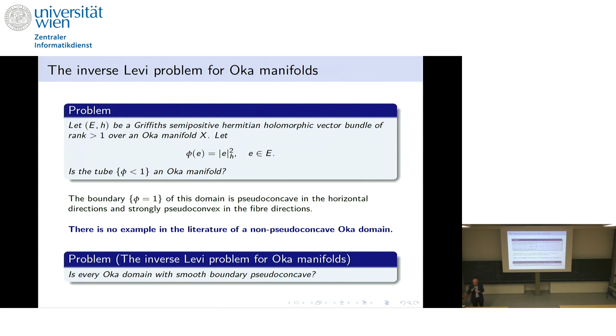It's easy to see that a strongly pseudo-convex boundary point is impossible, because there you can construct a bounded plurisubharmonic peak function and extend it by zero elsewhere. So that's impossible. But mixed signature, like (1,1) in dimension 3, we don't know anything about that. And this we call the inverse Levi problem for Oka manifolds. Namely, is every Oka domain with smooth boundary pseudo-concave?